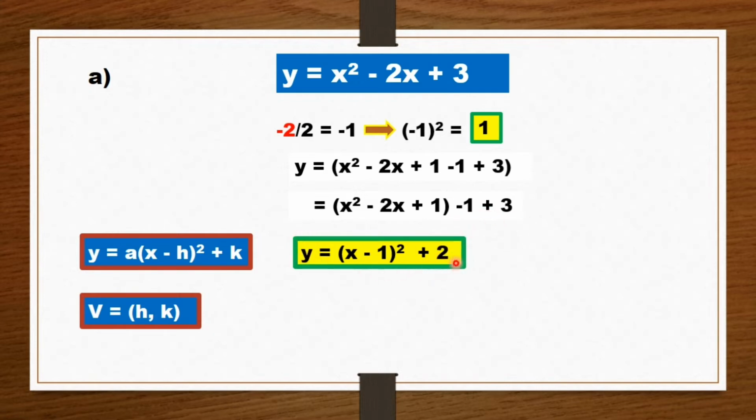This is now the vertex form. This is the h and this is the k. The opposite of negative 1 is 1, and copy the value of k which is positive 2. So the vertex is equal to the quantity of 1, 2.